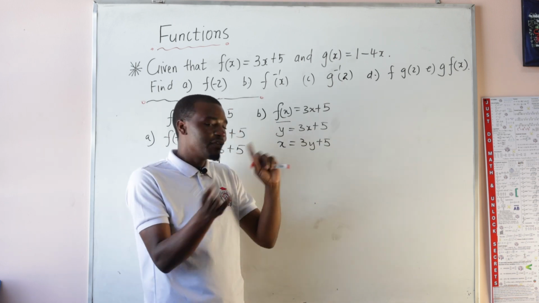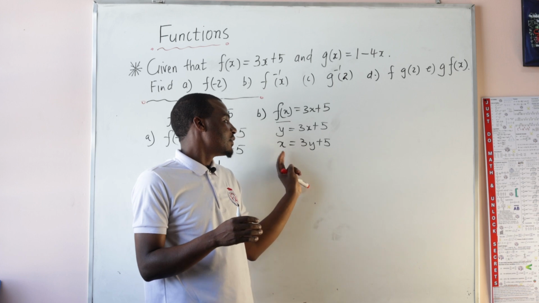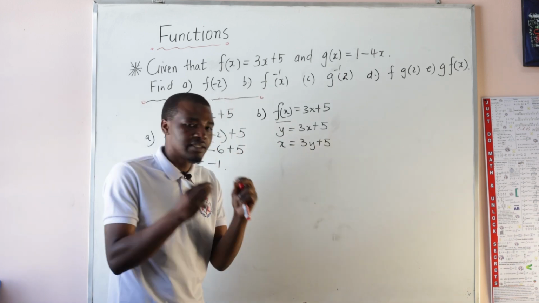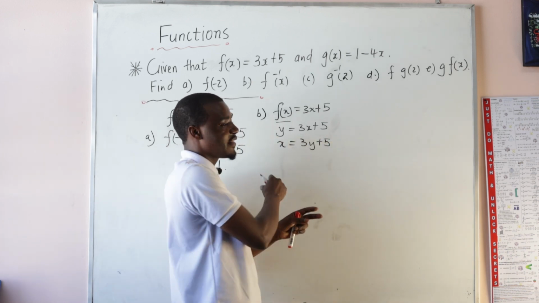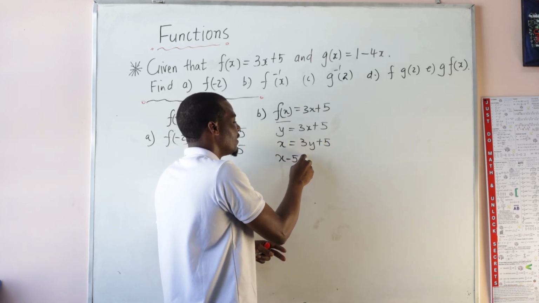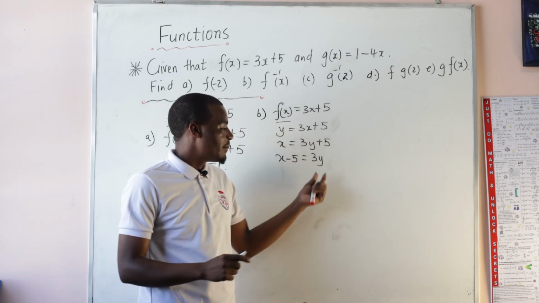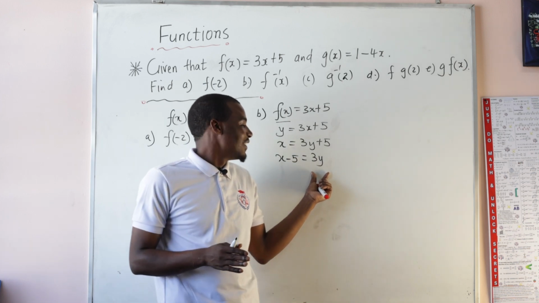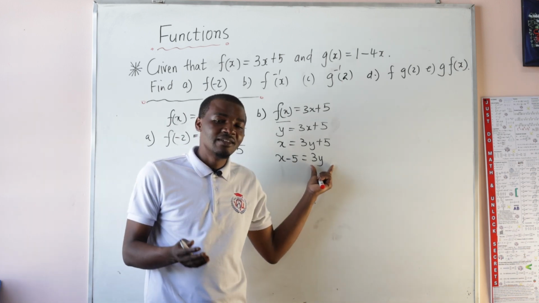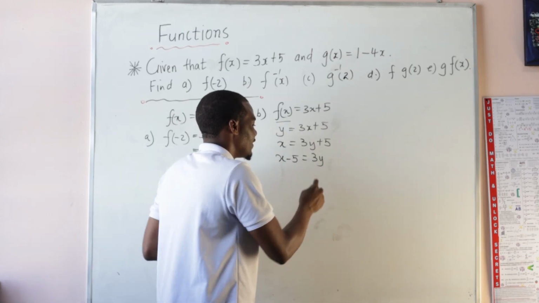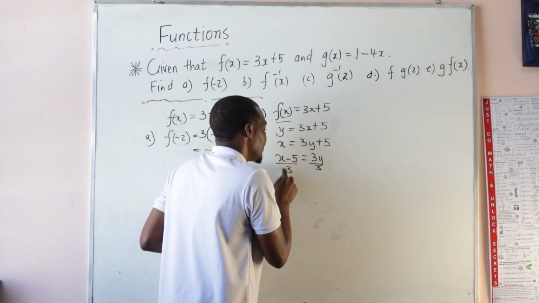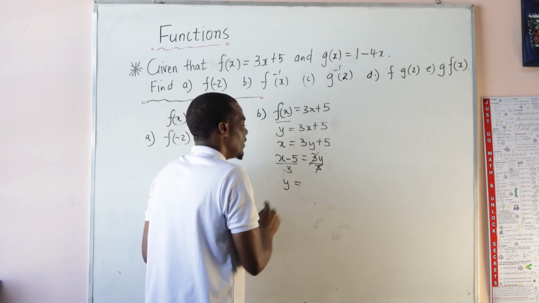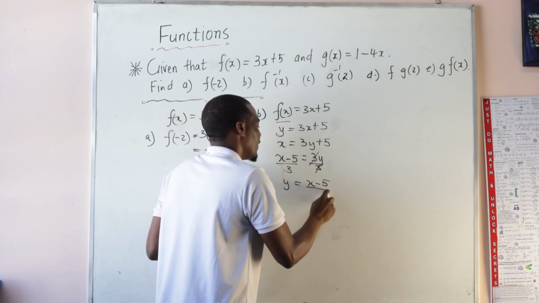You need to move all the other terms to the other side until you get y equal to something. You need to do that step by step. So let's take plus 5 to the other side. We get x minus 5 is equivalent to 3y. Remember, our target is to make y the subject of the formula. To do that, we need to divide both sides by 3. Obviously this 3 and this 3 cancel, and y will then be equal to (x minus 5) all over 3.